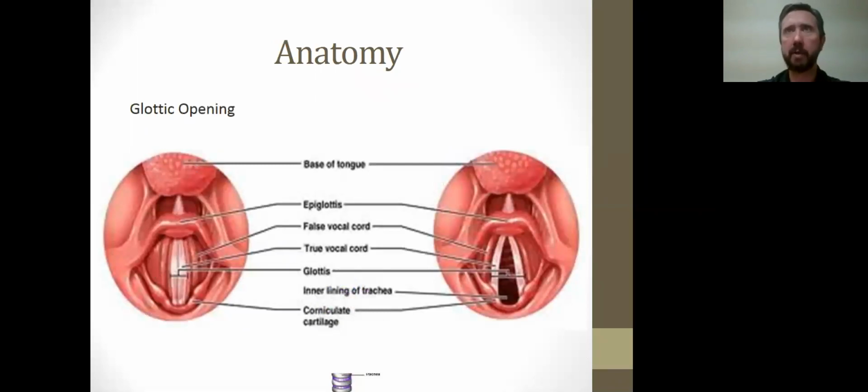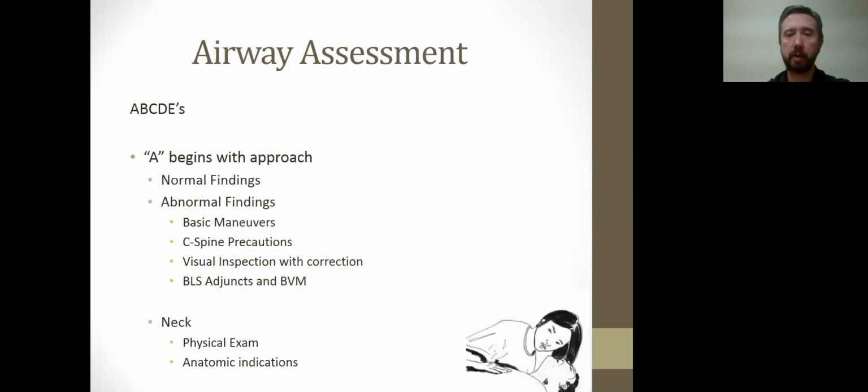Some more anatomy that we're looking at, specifically the glottic opening, the tongue, the epiglottis, the vocal cords, the posterior cartilages, and these are all the structures that form the glottic opening, and they are the key landmarks used to facilitate intubation. All right.